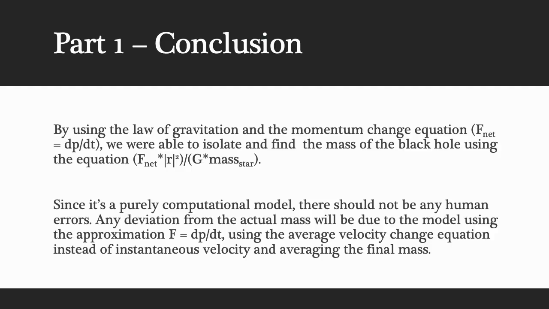Part 1 conclusion. By using the law of gravitation and the momentum change equation, we were able to isolate and find the mass of the black hole using the equation F net times magnitude of r squared divided by G times the mass of the star. Since it's a purely computational model, there should not be any human errors. Any deviation from an actual mass will be due to the model using the approximation of F equals dp over dt, using average velocity change instead of instantaneous velocity, and averaging the final mass.